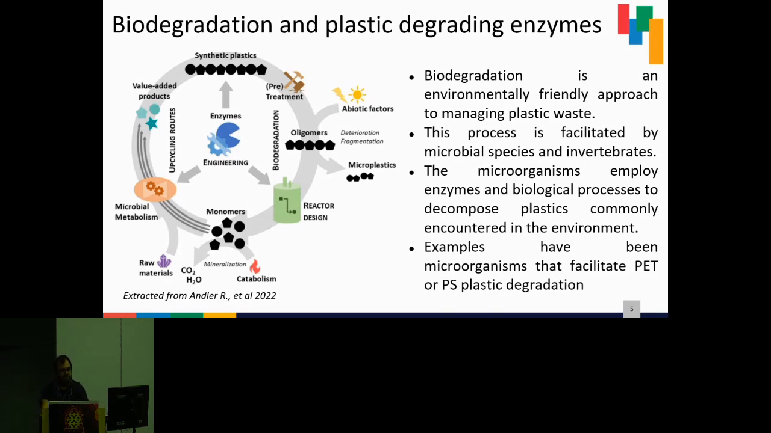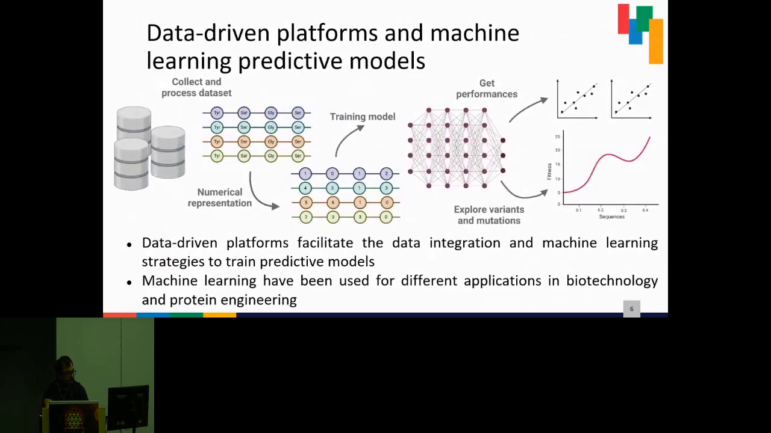Based on the increase in high-throughput screening methods, the information about sequences and the literature has increased exponentially and facilitated the application of machine learning and data-driven approaches. You can see a classical pipeline of data-driven platforms here: collecting data sets, applying numerical representation to train a predictive model, obtaining the performance, and using the models to, for example, evaluate mutations or evaluate unknown enzyme sequences. Machine learning has been used in different biotechnology applications, for example protein engineering and machine learning-assisted evolution, among others.